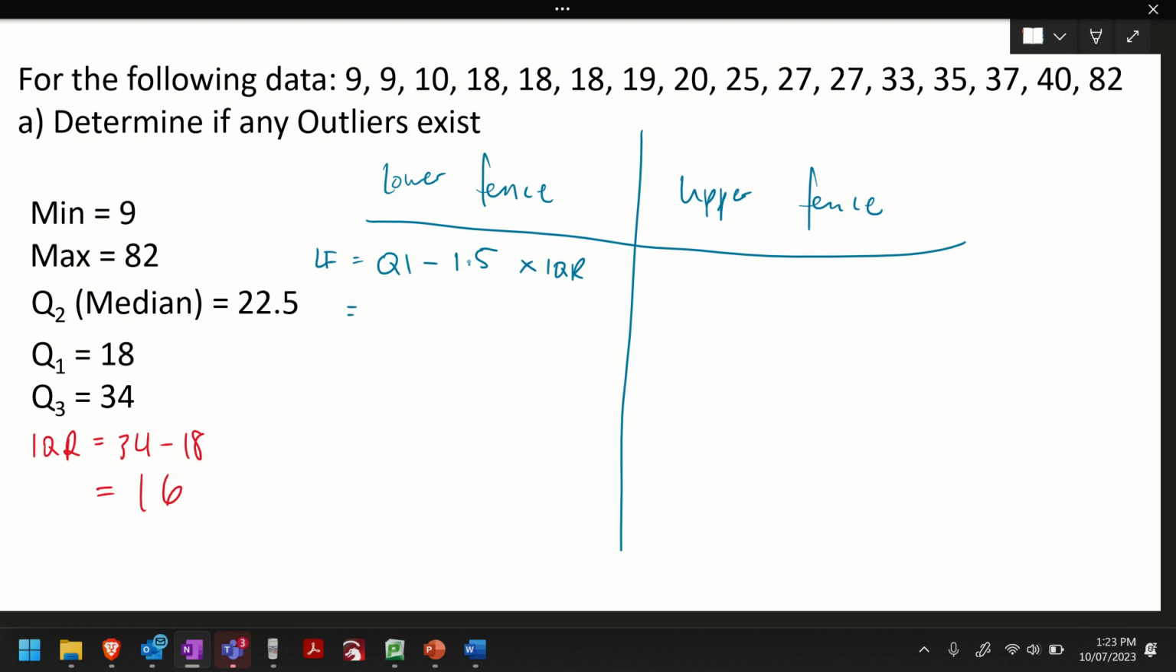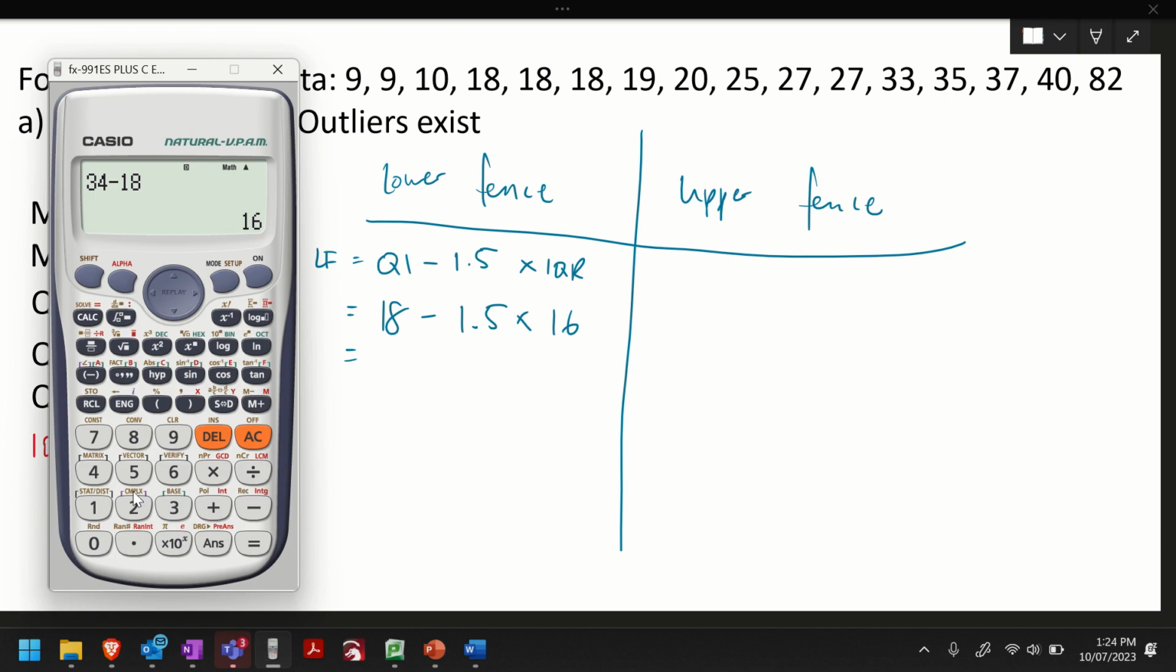Chris, what's my Q1 here? Have a look at the data. Q1, what is it? 18. Take away 1.5. Tiana, what's my IQR? Good, 16. So chuck that in your calculator. 18 take away 1.5 times 16, and that equals negative 6.